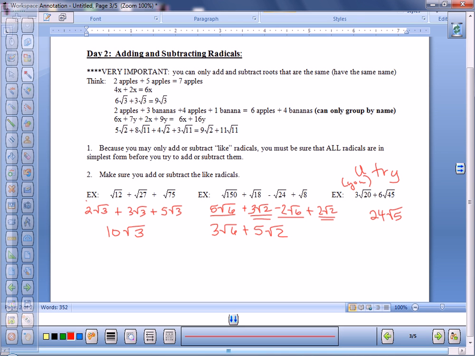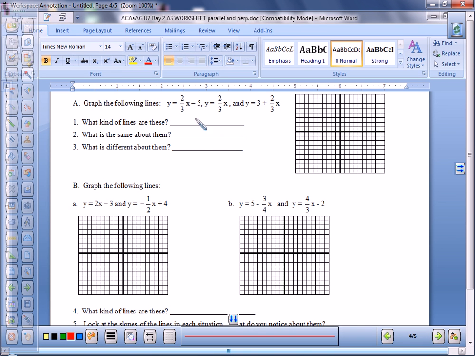All right, let's go over your warm-up now. In A, what kinds of lines did you graph right here? Parallel lines. They never intersect. What did you notice was the same about all the equations? The slope. And what was different? The y-intercept. Okay, now, they are linear.